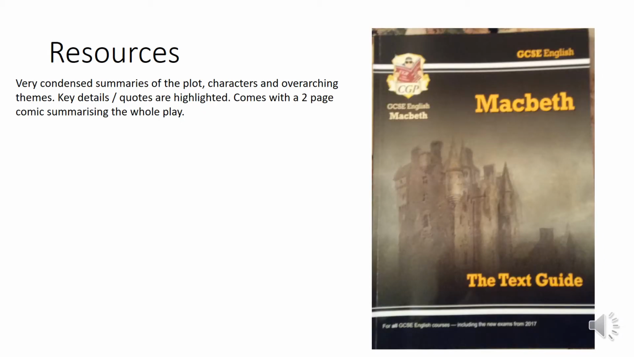The CGP Macbeth Revision Guide is a very condensed summary of the plot, the characters, and the overarching themes. The key details and key quotes are highlighted, which makes them clearly visible on a page, and at the end of the book it has a 2-page comic which summarizes the entire play incredibly briefly. This allows you to get a quick grasp of the whole plot of the play as either a refresher or a last-minute revision technique just before your exam.